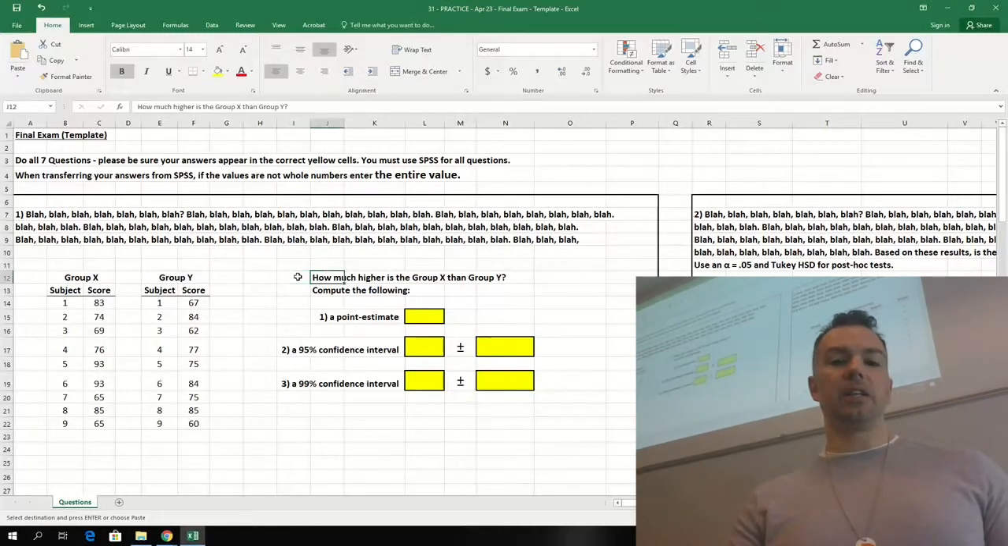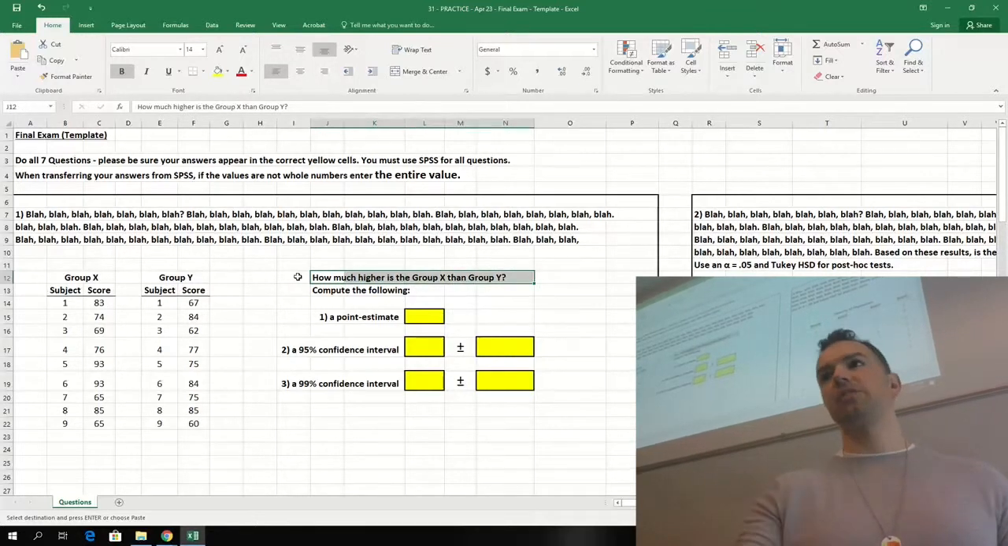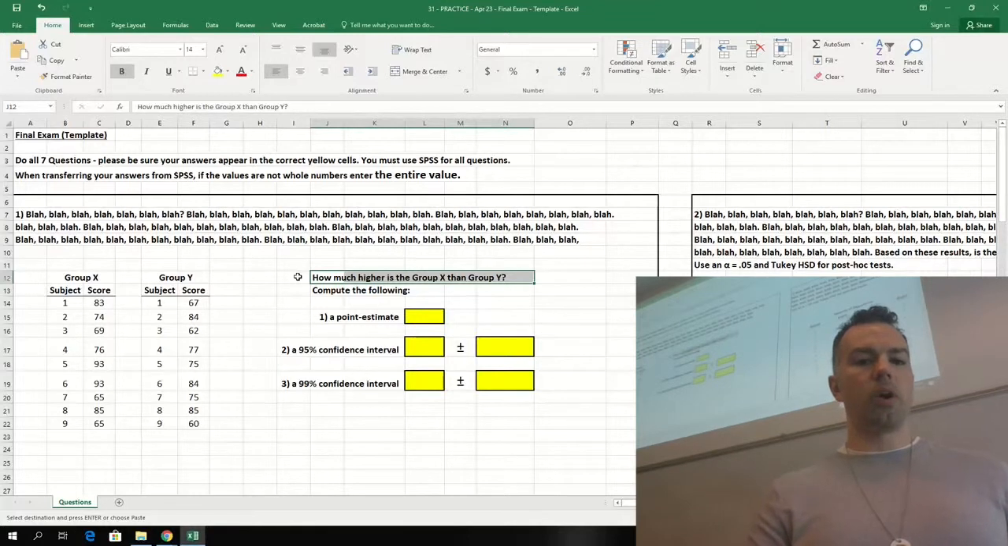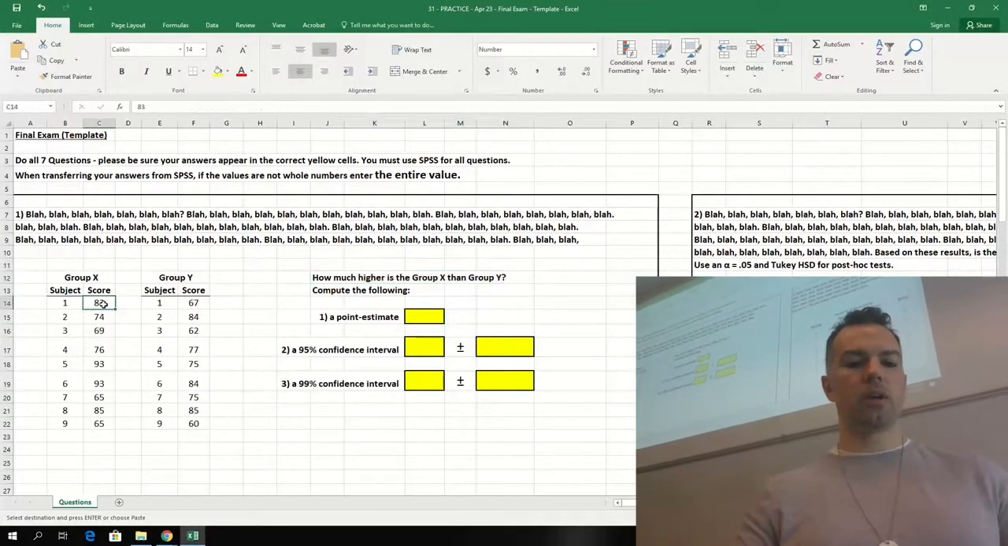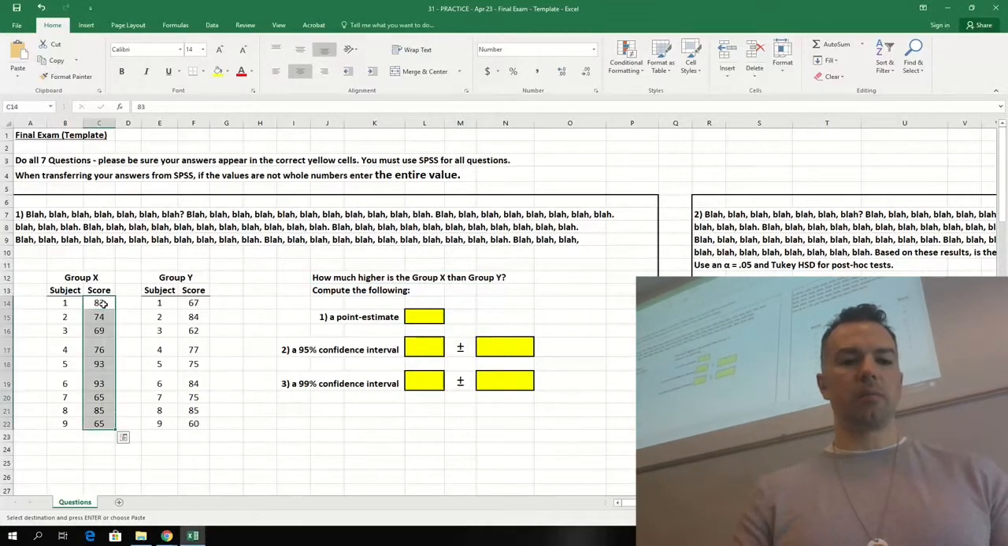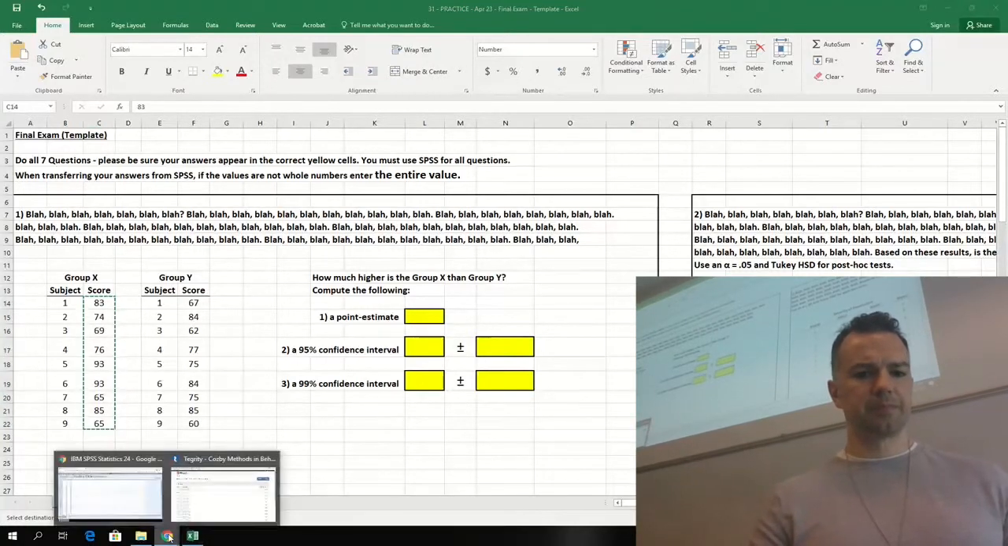But first thing you need is to know whether you're looking for that difference or you're looking for the absolute amount. So in this case, we're looking for the difference. Once you know that, and once you know the test that you want to run, we're going to pop this into SPSS.